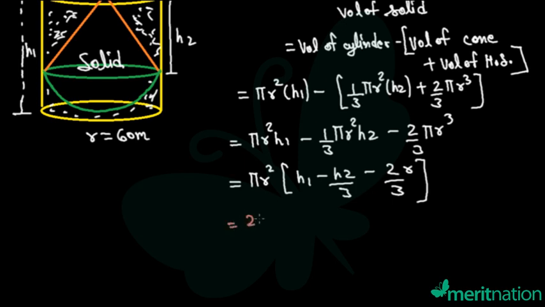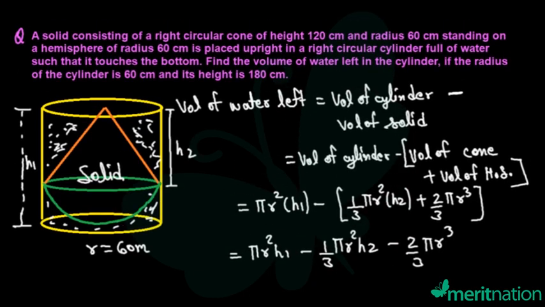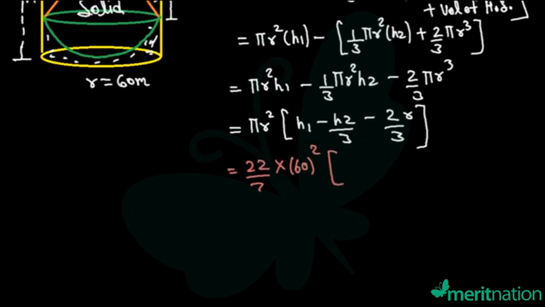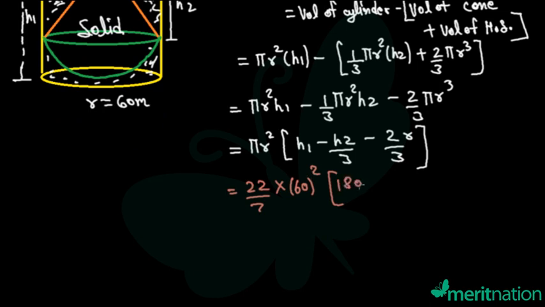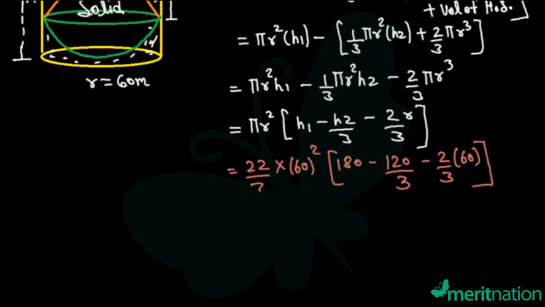Pi r square, so it would be 22 by 7 into 60 square multiplied with h1, height of this cylinder, that's known to us, that's equal to 180 centimeters, this total height. So 180 minus h2 by 3, height of the cone, that was equal to 120 centimeters, so 120 by 3, minus 2 by 3 times radius, which is equal to 60. Let's simplify this further a little bit.